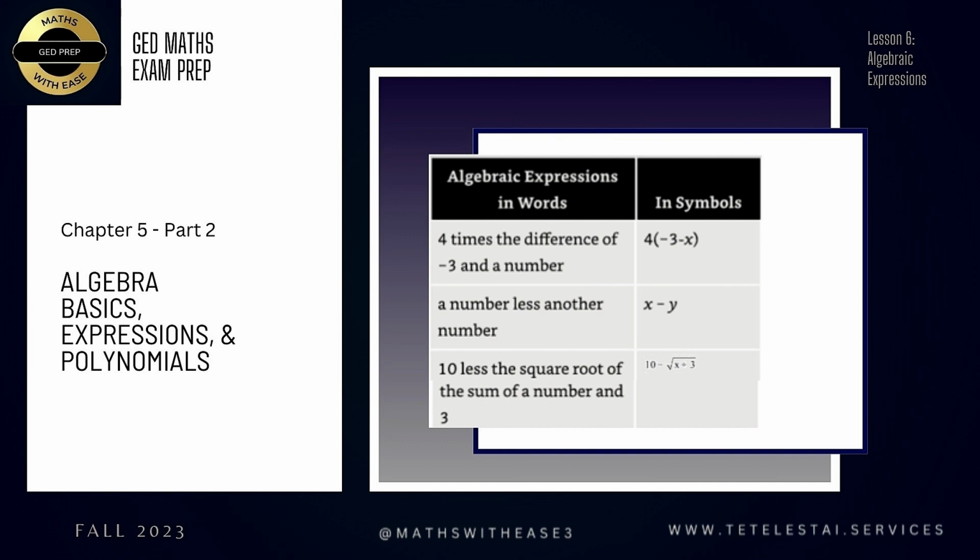We do know, however, that this unknown number needs to be added to 3, after which point we then take its square root and subtract the result from 10. So we rewrite this symbolically as 10 minus the square root of x plus 3.